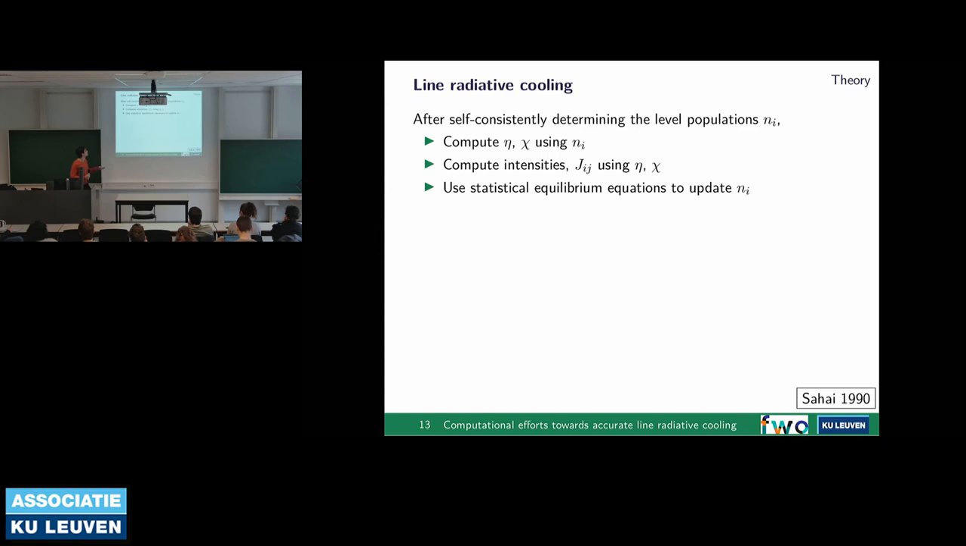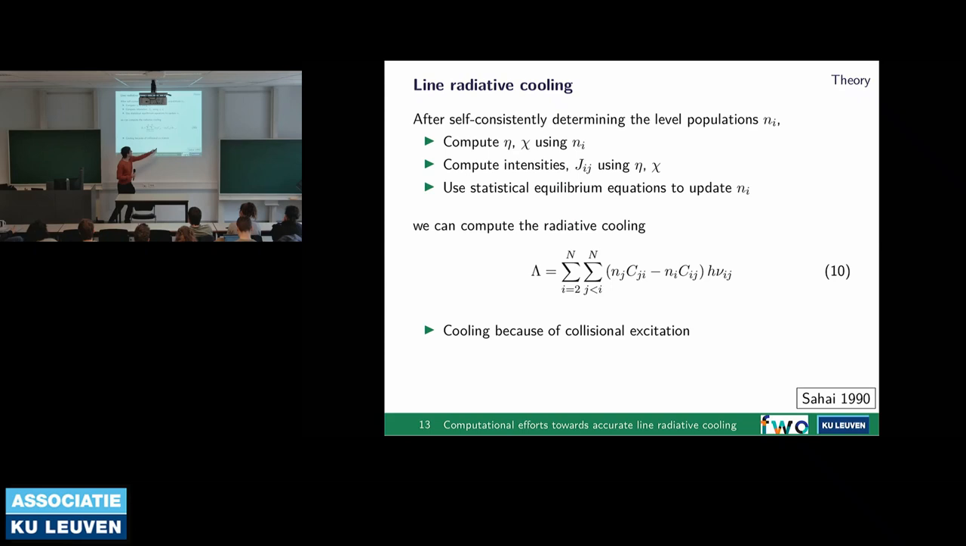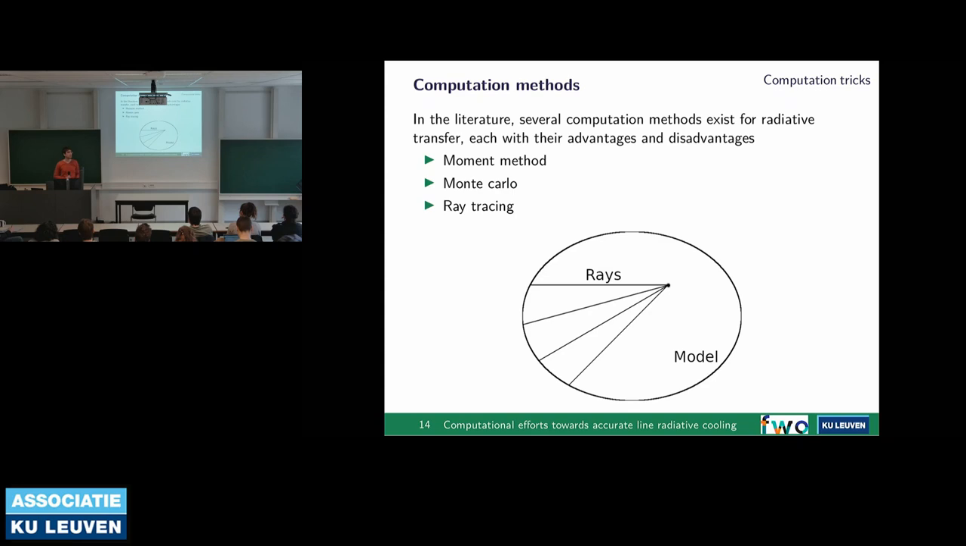Then the cooling is given by this simple formula. You notice on the right, this is just the energy of a photon, and this is just the net rate of collisional excitations. So that's it for the theory. Now on to the computation methods.